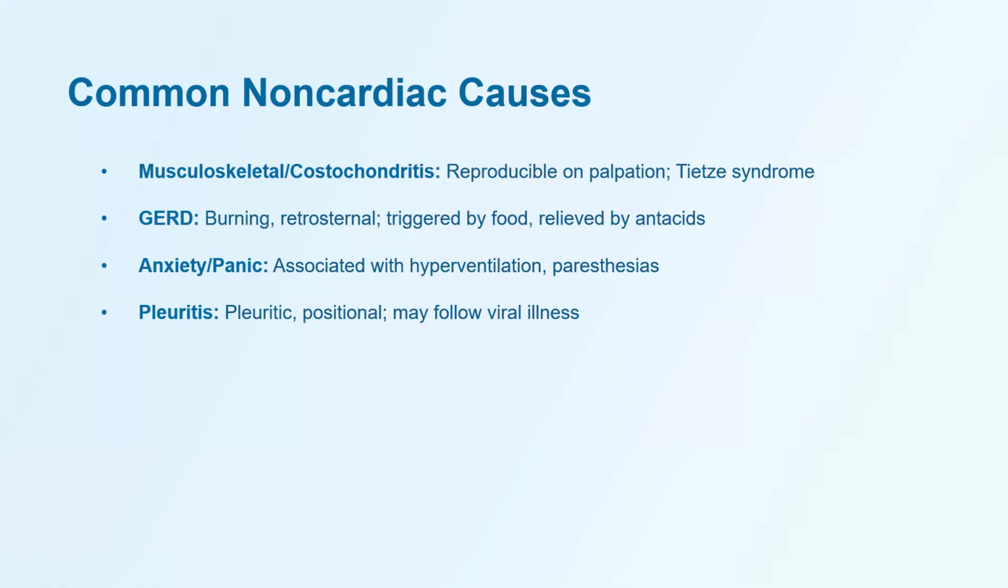Musculoskeletal pain or costochondritis is chest pain that's reproducible on palpation. GERD is also a very common cause of chest pain. Usually it's described as burning right here in the center of the chest. With GERD, they may say it gets worse after food or 2 hours after eating, and usually gets better with over-the-counter antacids like Tums or PPIs.